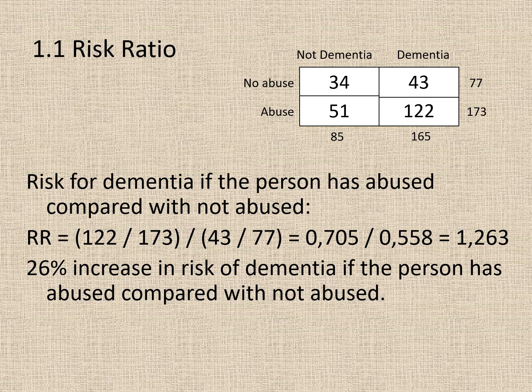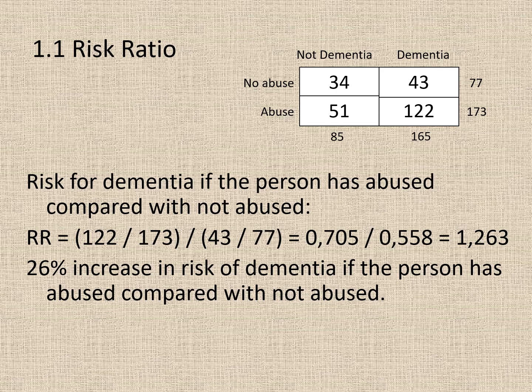And then we take the ratio of those two risks, and we get the risk ratio of 1.263. So there is an association between abuse and an increased risk for dementia. For an individual who has abused, the risk for dementia is 26.3% higher compared with a person who has not abused.